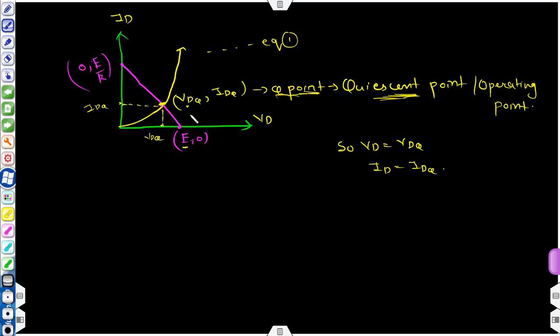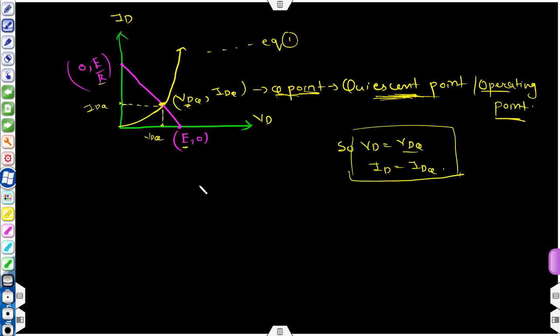This is the fixed voltage drop across the diode. If E is fixed, the voltage drop across the diode will be fixed. If E and every other parameter we have used for plotting this graph, like resistance and temperature, are fixed, then this point will also be fixed. So VDQ, and corresponding to this VDQ we have some IDQ. We say this is the quiescent point or operating point. VD is equal to VDQ, ID is equal to IDQ.